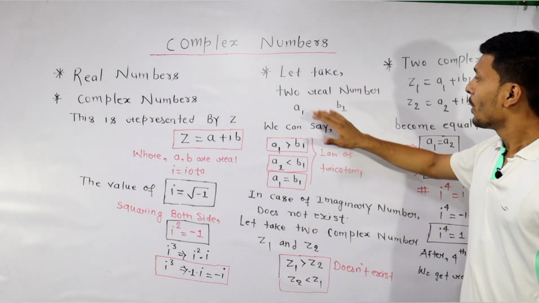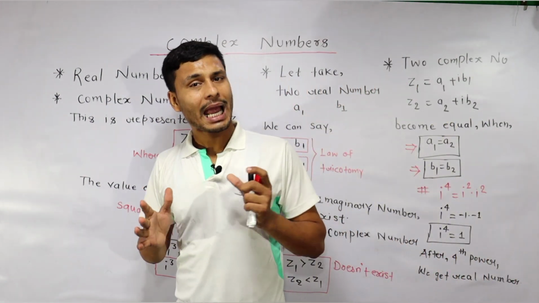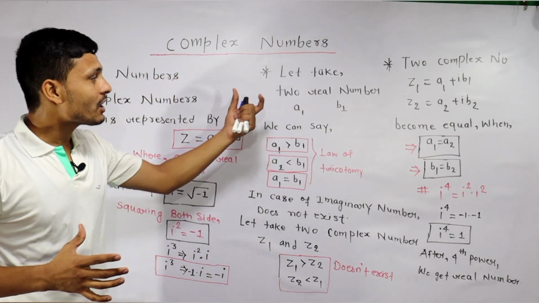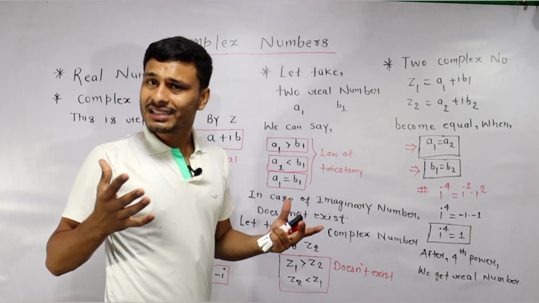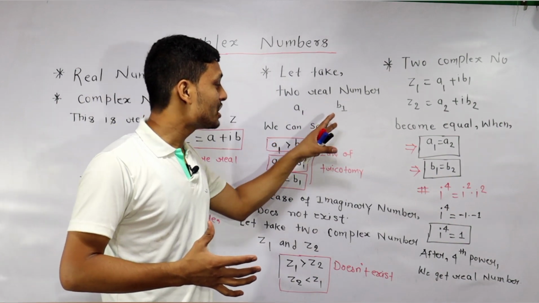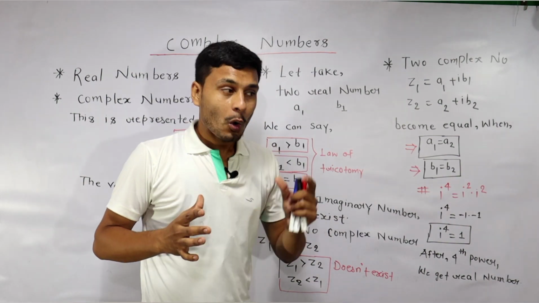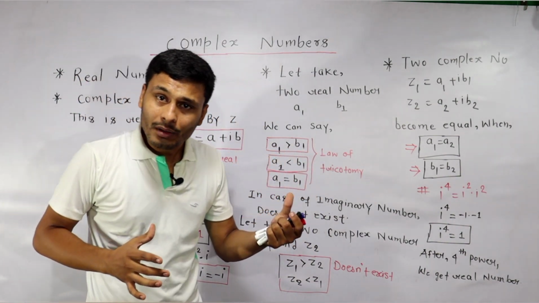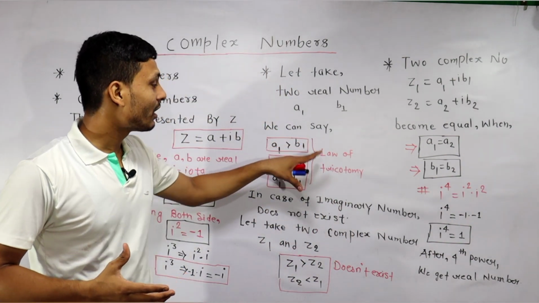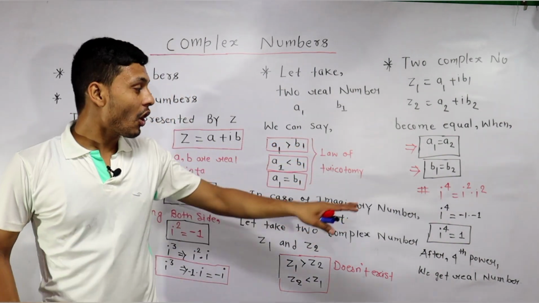Okay. Now let's move. When we take two real numbers, that means A1 and B1, we can say that A1 is greater than B1, A1 is less than B1, or A1 is equal to B1. This concept is called law of trichotomy. Law of trichotomy means one real number can be equal to another real number, maybe greater than another real number, maybe smaller than another real number. That concept is called law of trichotomy.